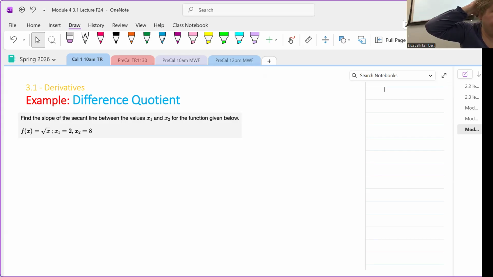So we are going to find the slope of the secant line between the given values x1 and x2 for the provided function. So our function is the square root of x. Our first x value is 2. Our second x value is 8.